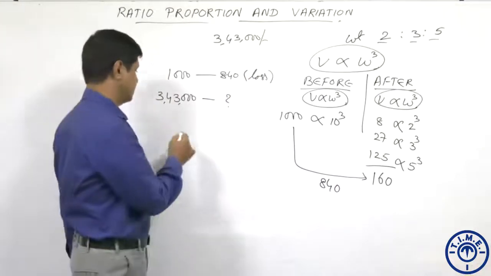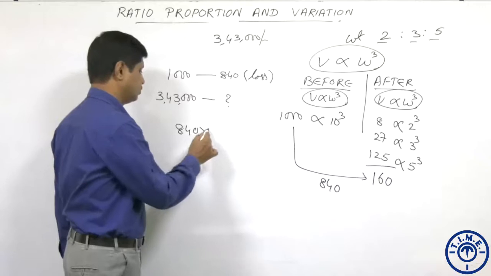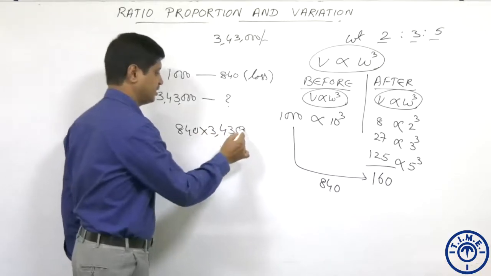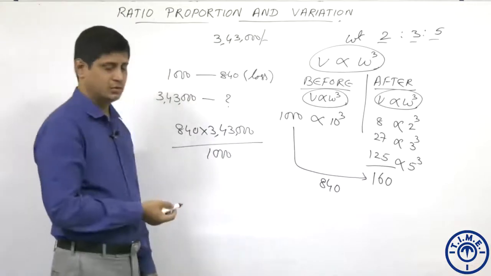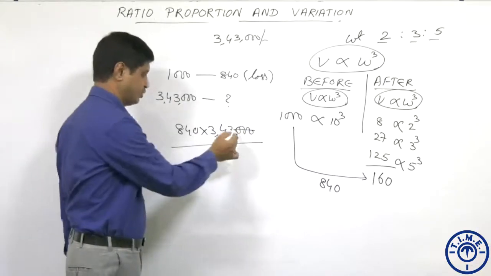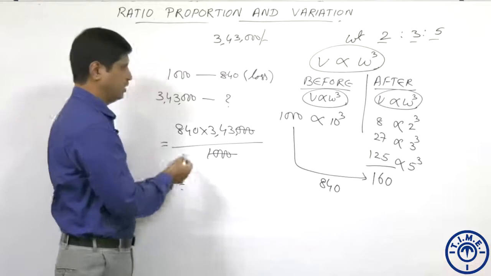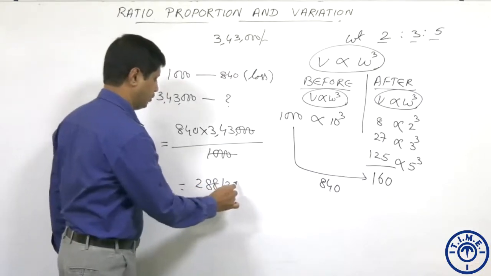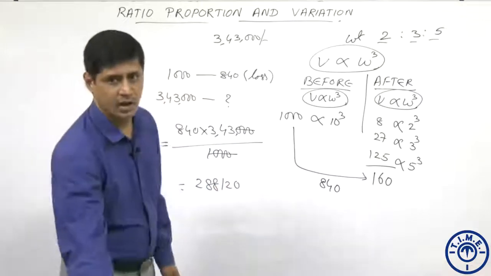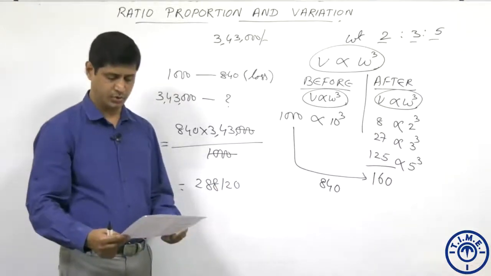Now, simplify this: 840 into 3,43,000 by 1000. Now, what is the cancellation? We can cancel 3 zeros, 3 zeros. The product of these two is the result. Now, the result is 288120. What is the right choice for this question? Option 4.